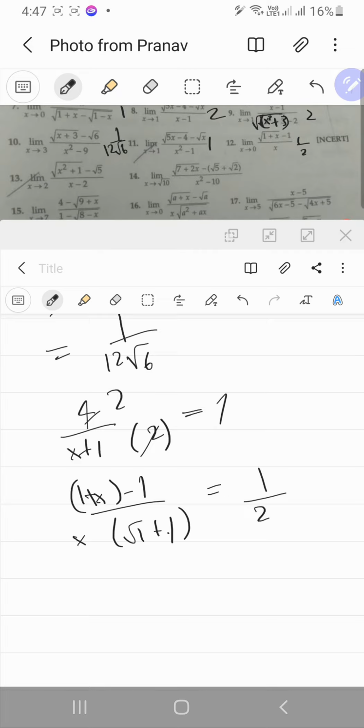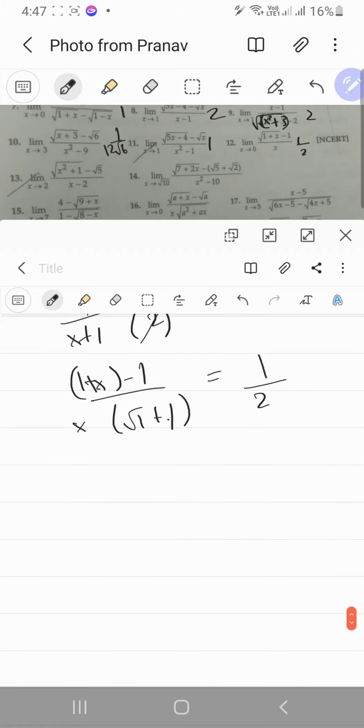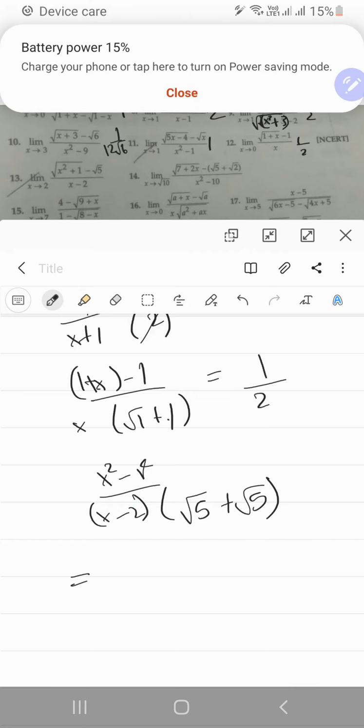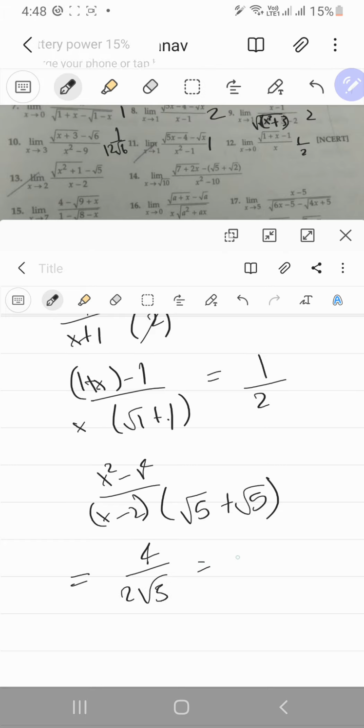Next, square root of x squared plus 1, so x approaches 2 over here. Okay, fine. So this should be x squared minus 4 upon x minus 2, and then just put 2 into this, so this should be square root of 4 plus 1 is 5, and then square root of 5. So this thing is just x plus 2 on the top. When you put 2 into this, you should get 4 upon 2 square root 5, which is 2 upon square root 5, and that's the answer.